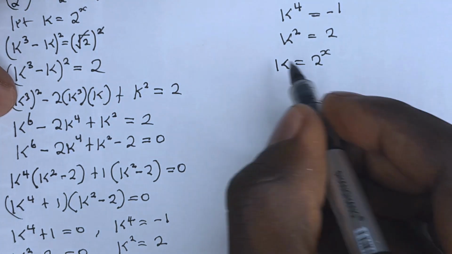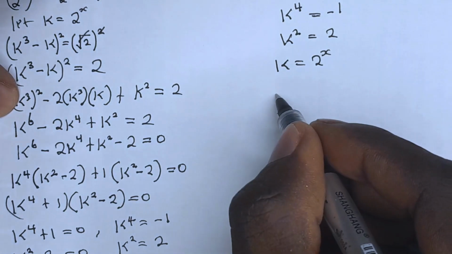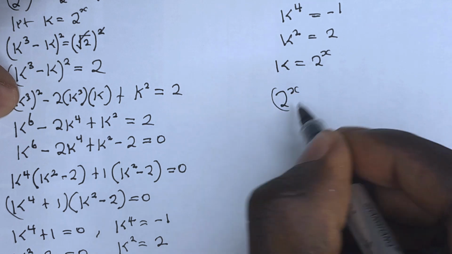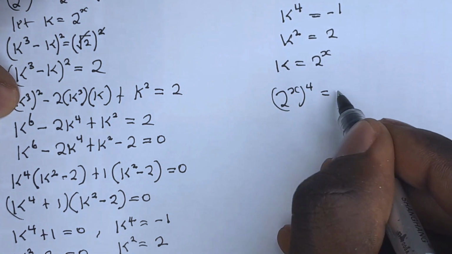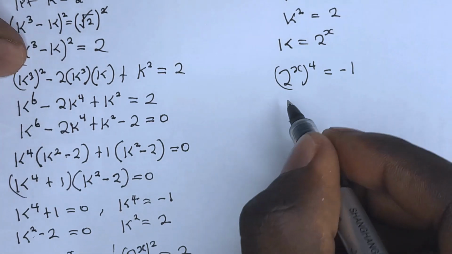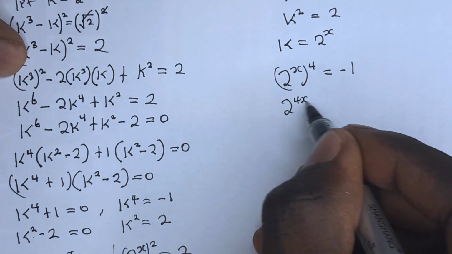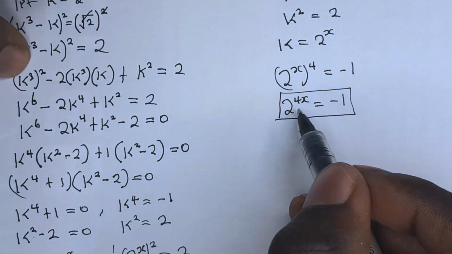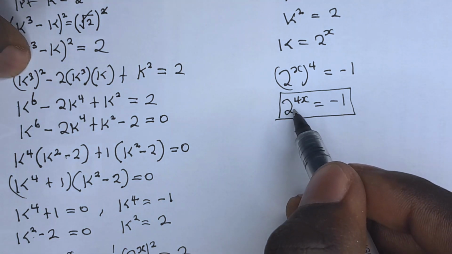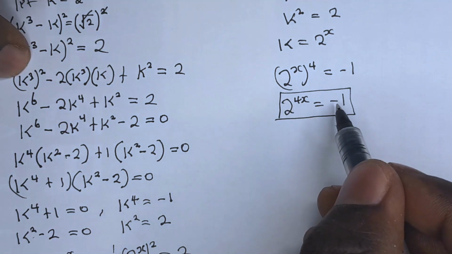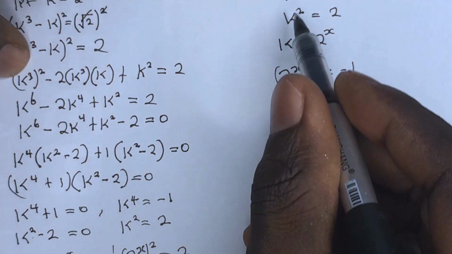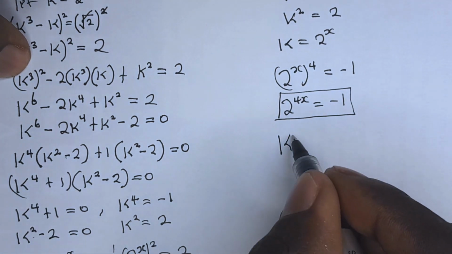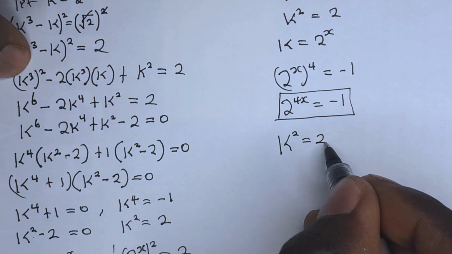Therefore, let's substitute: 2 to the power of x, to the power 4 is equal to -1, and 2 to the power of 4x is equal to -1. This result is not possible. Whatever the value is, 2 to the power of 4x can never be equal to -1. So let's see k to the power of 2, which is equal to 2.